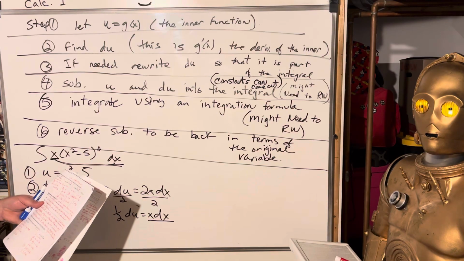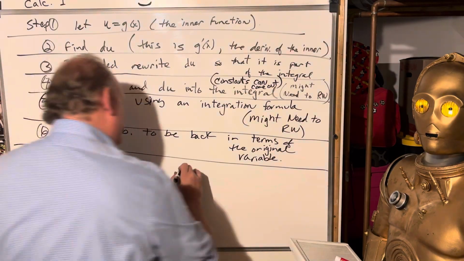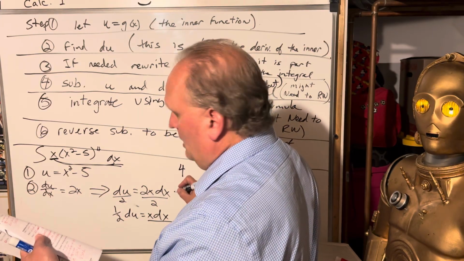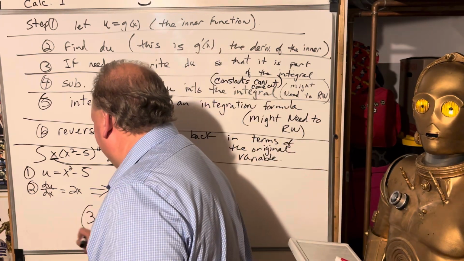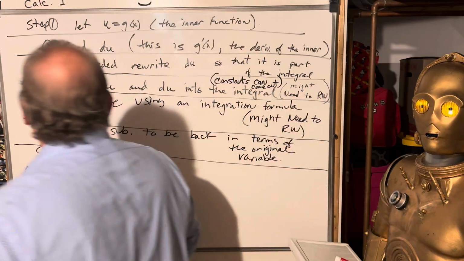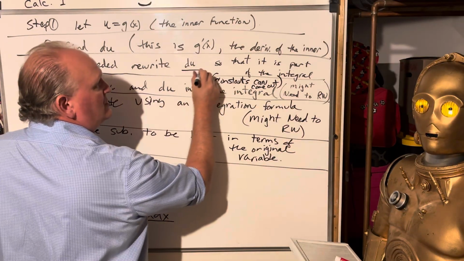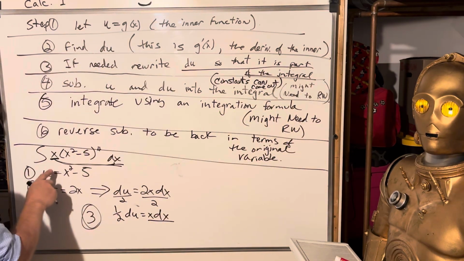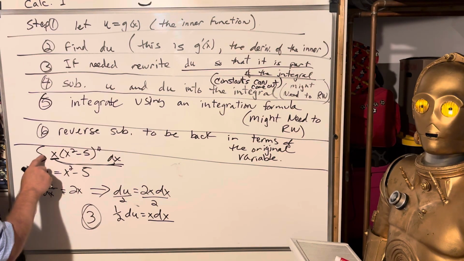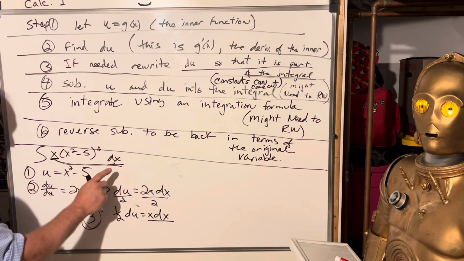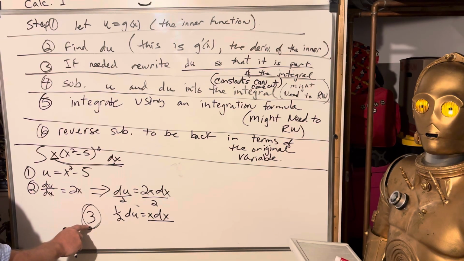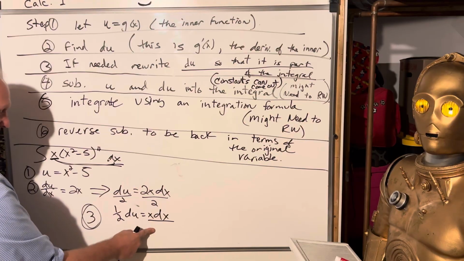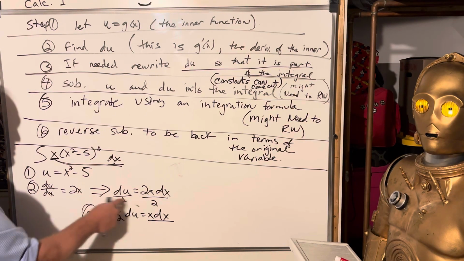And so the integral number 4 here. Oh, wait, did I skip 3? Oh, that was kind of step 3. Sorry. That was step 3. So let me go back up here. Step 3 is, if needed, rewrite du so it is part of the integral. That was the problem. They didn't just give me what I needed. They didn't just throw a 2 in there. If they would have said 2x dx, I could have skipped step 3. But since I only have x dx, I need this to look like x dx, so I had to divide the 2 on both sides.